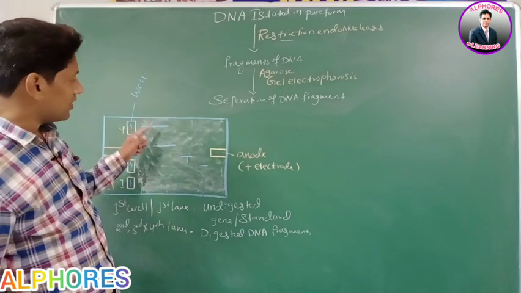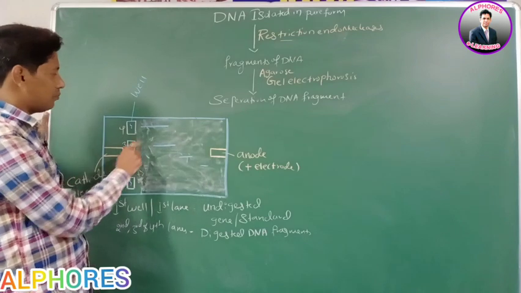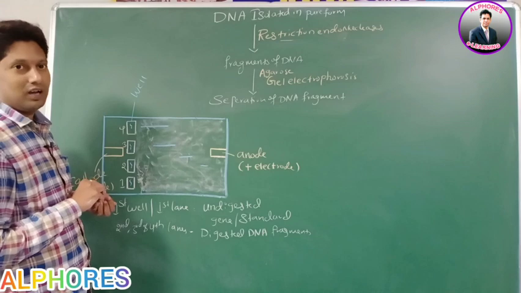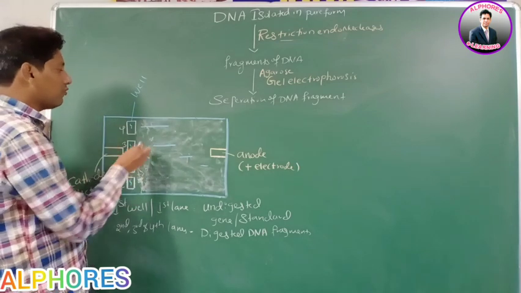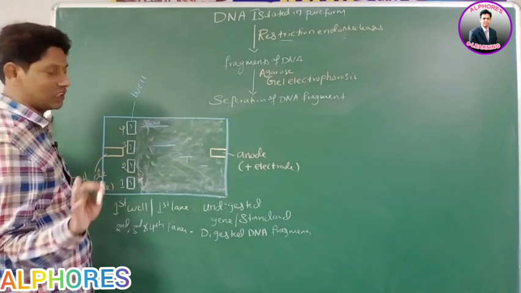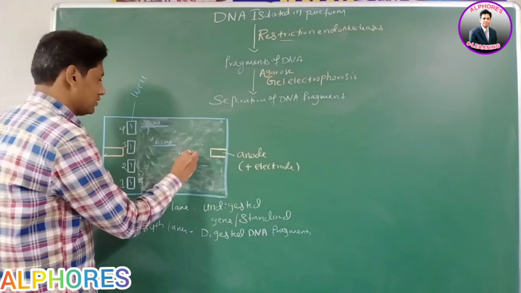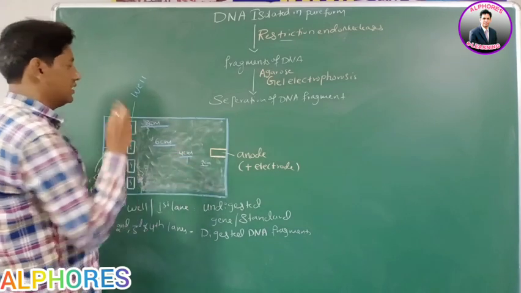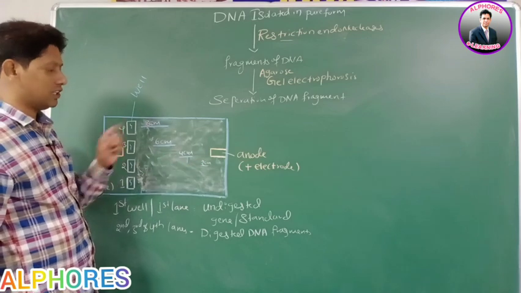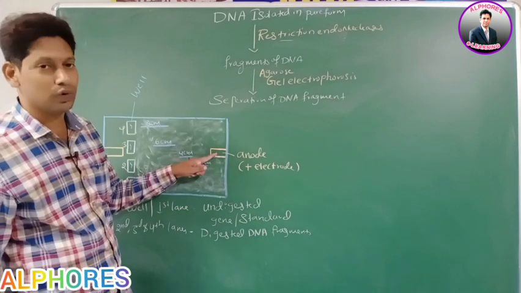How are we saying that separation is according to size? See here. For example, how many DNA fragments are there? 4 DNA fragments. Assume that out of these 4 fragments, one is 8 centimeters in length. This is only our assumption. Another is 6 centimeters, another 4 centimeters, and another 2 centimeters. This is the smallest fragment out of these 4. Its movement is very fast, that's why it came near to the anode.